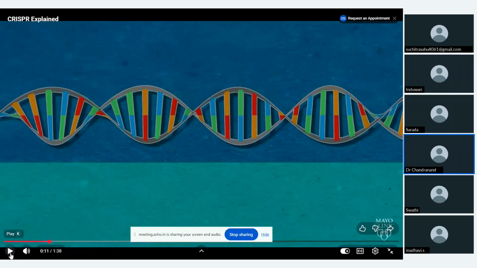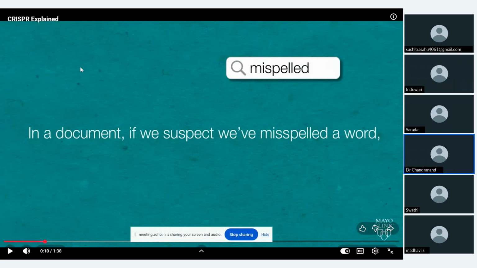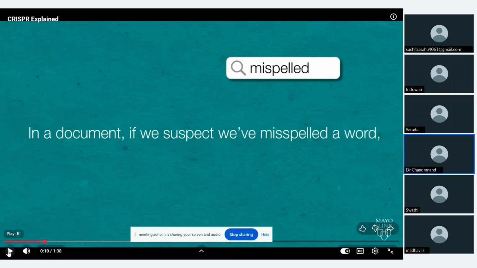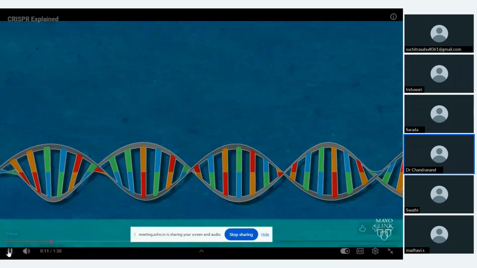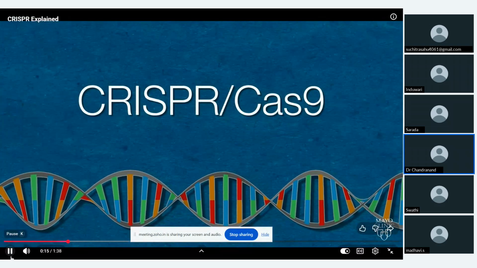Have you actually read what is in the video? If we suspect we have misspelled a word, suppose we are typing a Word document and we have a doubt that the spelling could be wrong, we use the find and search function, type the word, and look for the correct version, right? Within our DNA, that function is taken on by a system called CRISPR-Cas9.